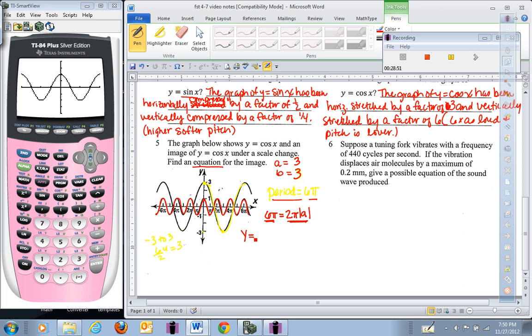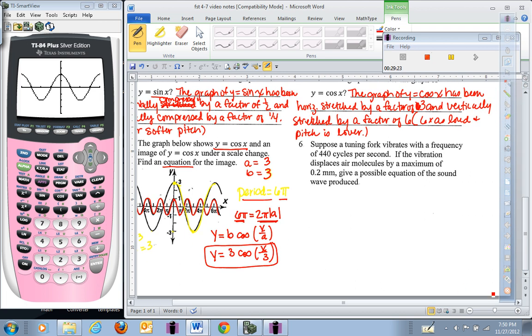Y is equal to, now from this graph you might be able to tell that it is a cosine graph because it's peaking out right here. So we're going to slip it into there. We're going to have our b times the cosine of x over a function. So y is equal to 3 cosine x over 3. There aren't any complex fractions, so you can just leave the problem just like that. And so that would be our equation. You could graph it to verify it if you want to.